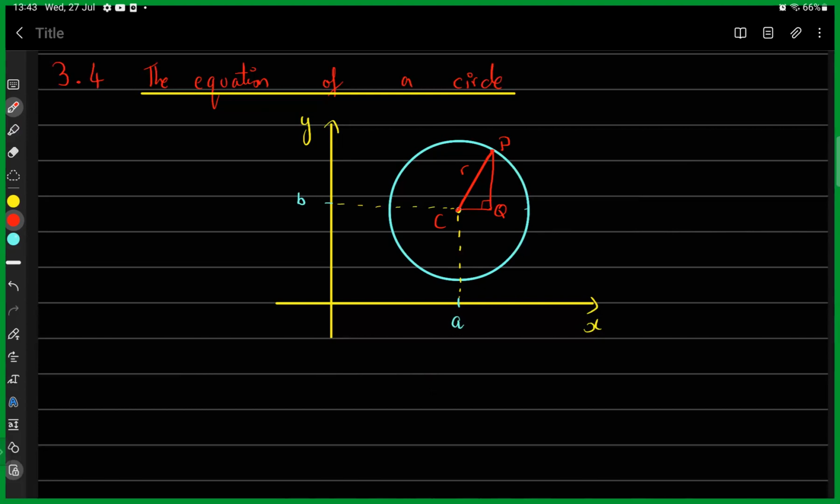Now I know that since CPQ is a right angle triangle, I can apply the Pythagoras theorem, and through the Pythagoras theorem, I can say that CQ squared plus PQ squared is going to be equal to R squared. If you look at the red triangle only, when you square and then sum the two smaller sides, that would be equal to the square of the hypotenuse, or the longest side of the triangle.